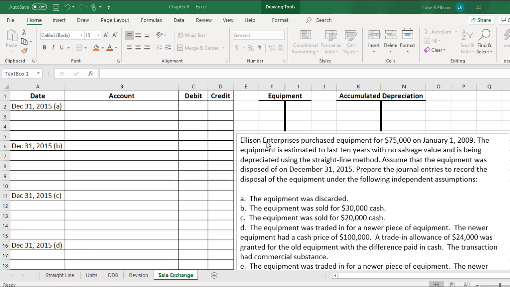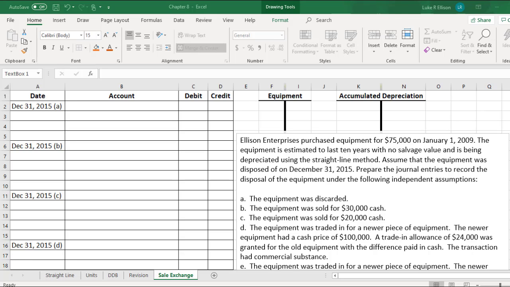We are told that Ellison Enterprises purchased equipment for $75,000 on January 1st, 2009. The equipment is estimated to last 10 years with no salvage value and is being depreciated using the straight line method. Assume that the equipment was disposed of on December 31st, 2015. We are to prepare the journal entries to record the disposal of the equipment under the following independent assumptions.